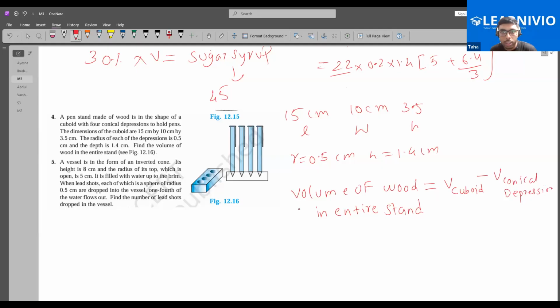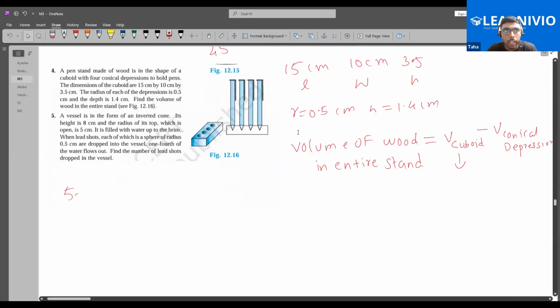This question is as simple as that. You can calculate it and subtract it and you'll get the entire volume of wood in the stand. This would give you the complete volume of the wood block, which is in the shape of a cuboid, and then the conical depressions through which we took out the amount of wood. Is this question clear?